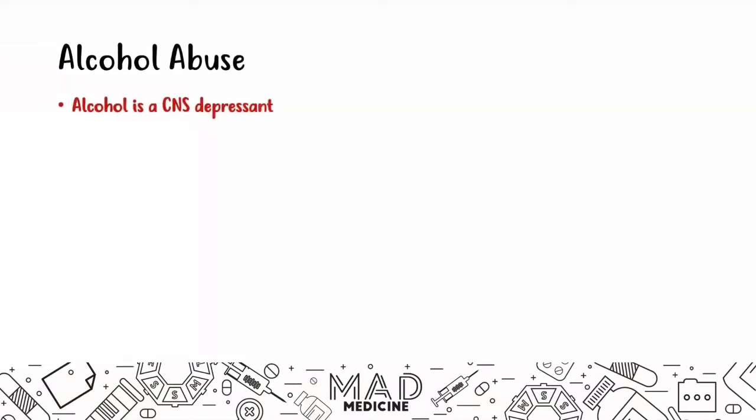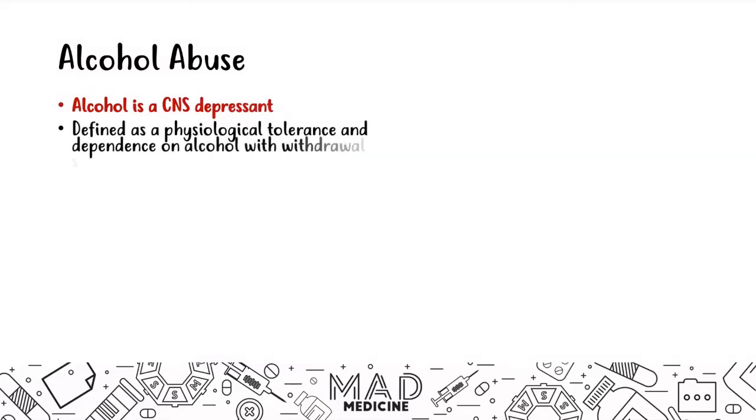So alcohol is a CNS depressant, and alcohol abuse itself is going to be defined by someone having a physiologic tolerance and dependence on alcohol. And without that alcohol, they're going to have withdrawal symptoms. So the tolerance, dependence, and the withdrawal symptoms are the key defining factors of alcohol abuse.